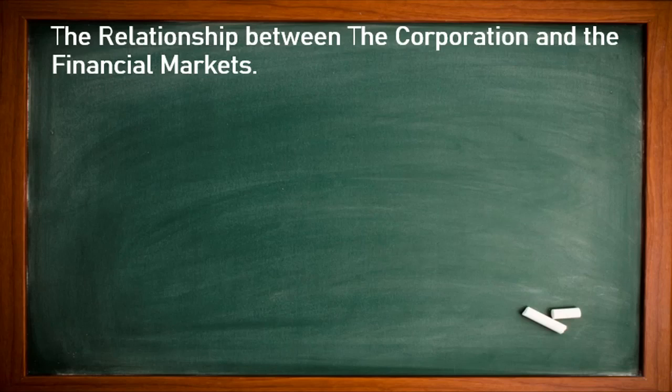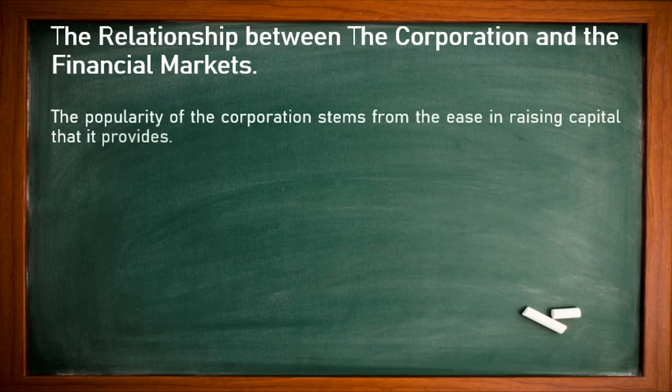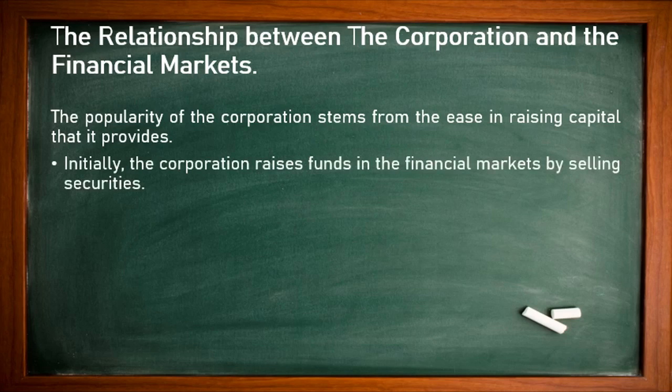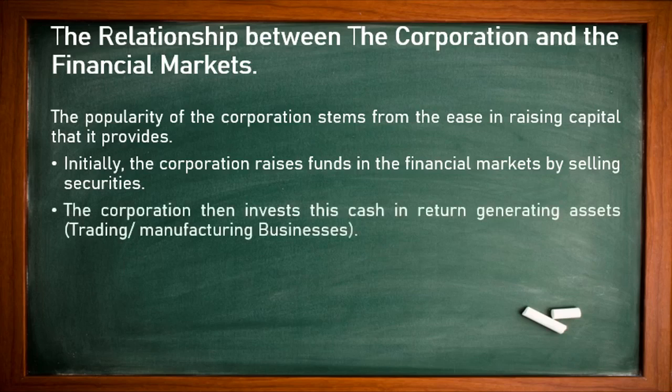Now we'll discuss the relationship between the corporations and the financial market. The popularity of corporations stems from the ease of raising capital that it provides. Initially, corporations raise funds in the financial market by selling securities. The corporation then invests this cash in return-generating assets, like trading or manufacturing activities. Trading means buying a product and selling it at a higher rate. The excess cash between purchasing and selling is their profit. So this is the profit process of the business.